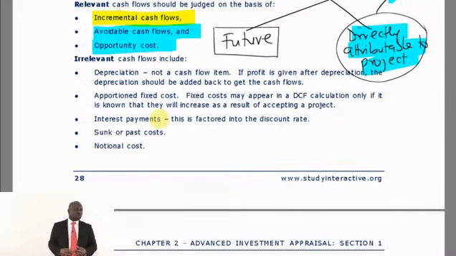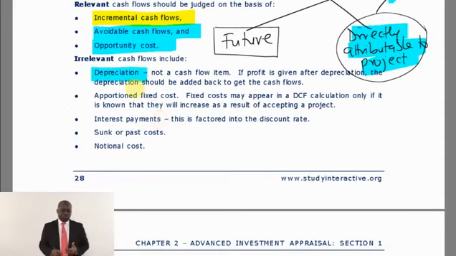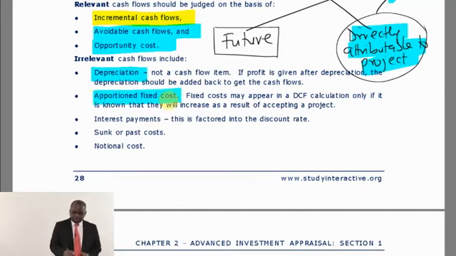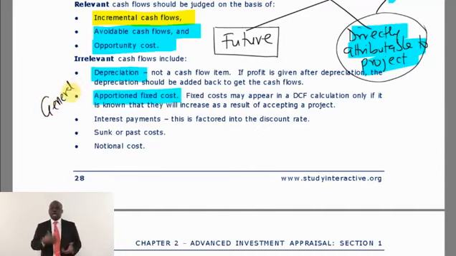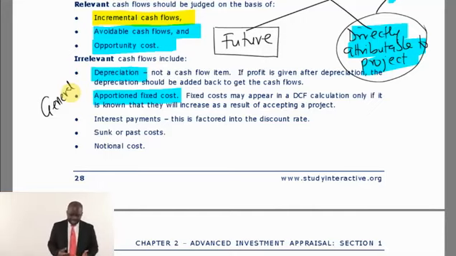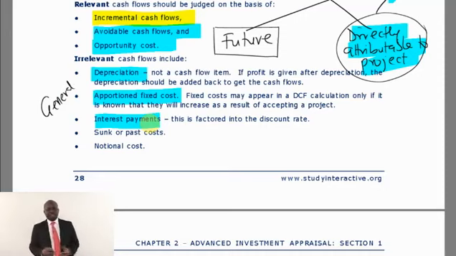What are examples of irrelevant cash flows? Depreciation obviously is out of the equation because depreciation does not involve movement of cash, and as a result of that, it shouldn't be part of your cash flows. Apportioned fixed cost, this is what we were referring to as the general fixed cost. Apportioned fixed cost or apportioned overheads or general overheads, they are irrelevant. Interest payment.